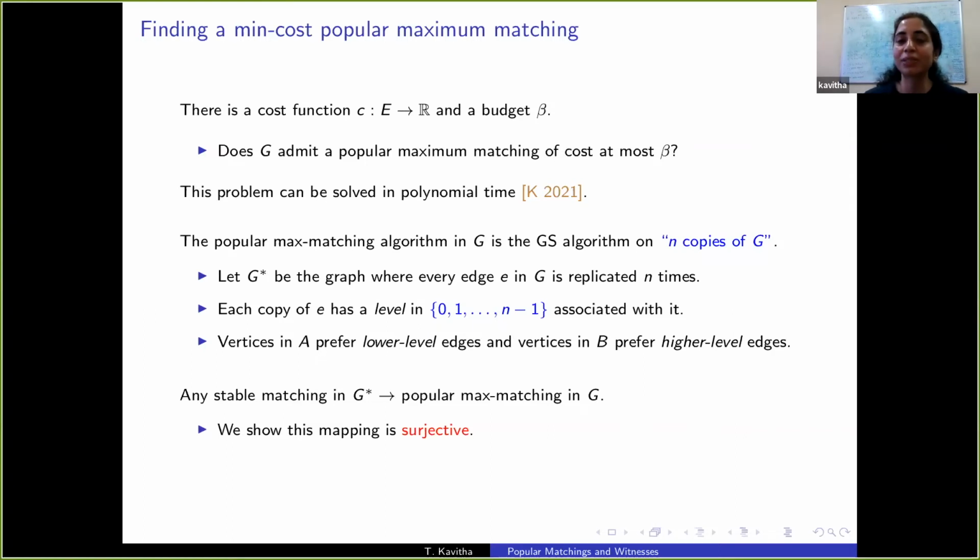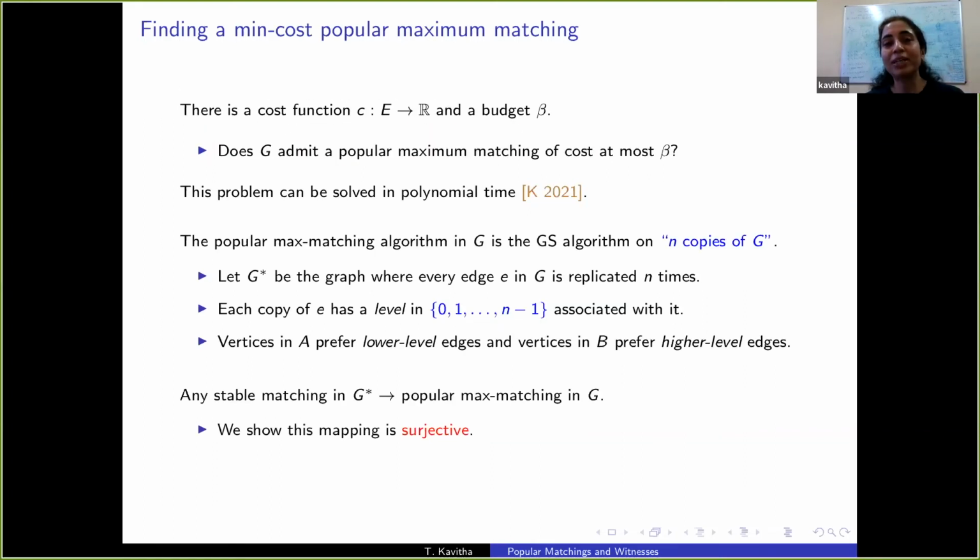So yesterday someone asked me this question: if every max size popular matching arises as a stable matching in that bipartite graph, and the answer was no. However, for popular maximum matchings, interestingly, every popular maximum matching arises exactly as a stable matching in this graph, where every edge is replicated n times. So that's what the surjectivity means, that every popular maximum matching, in fact, can be viewed as a stable matching in this graph G star.